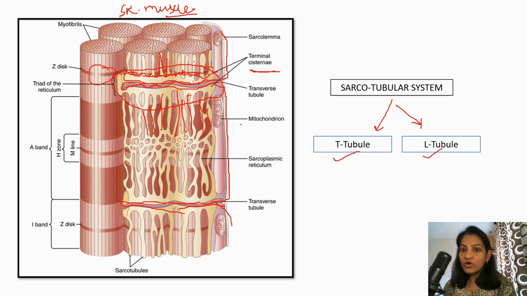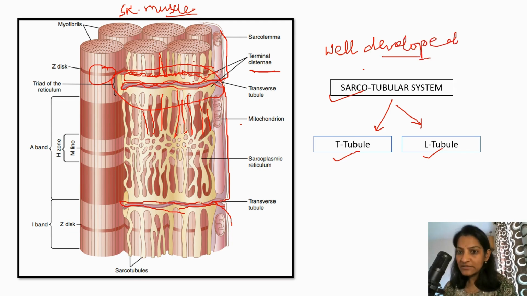So here, this is called the sarcotubular system. If we compare the sarcotubular system among these three muscle groups, skeletal muscle has a very extensively well-developed sarcotubular system, whereas in cardiac muscle it is less developed as compared to skeletal muscle, and in smooth muscle it is least developed. So the sarcotubular system is the structure present for the generation of excitation contraction coupling.